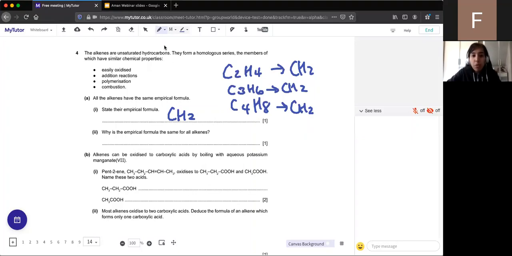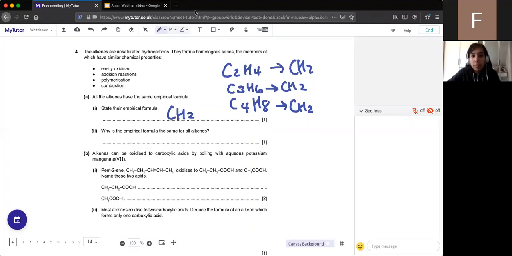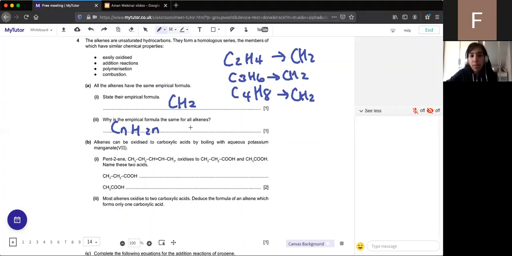Why is the empirical formula the same for all the alkenes? Any ideas why is it the same? So because they have the same functional group, that means that the empirical formula is the same for all the alkenes. Remember, the general formula is CnH2n, so they all come from that, and that means that you'll have the same empirical formula for all the alkenes. It's always the same ratio.